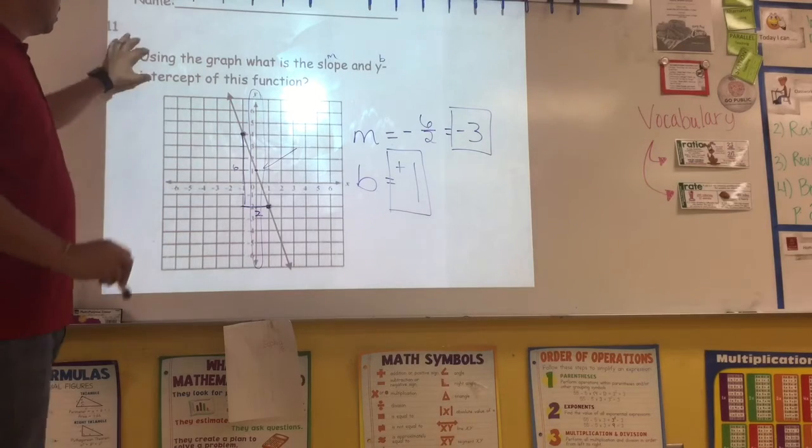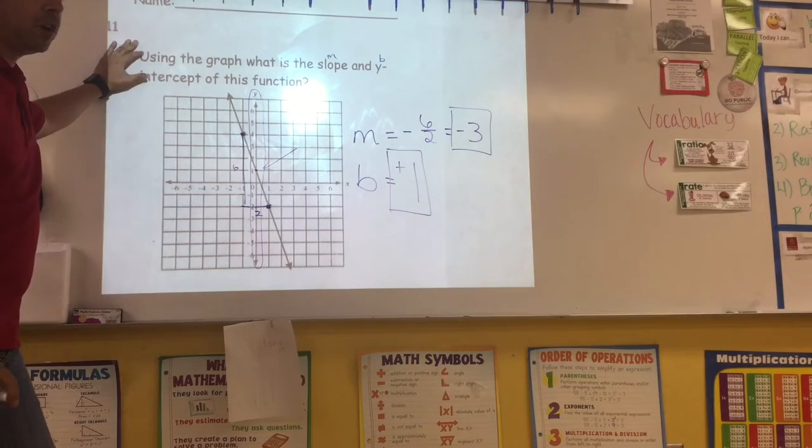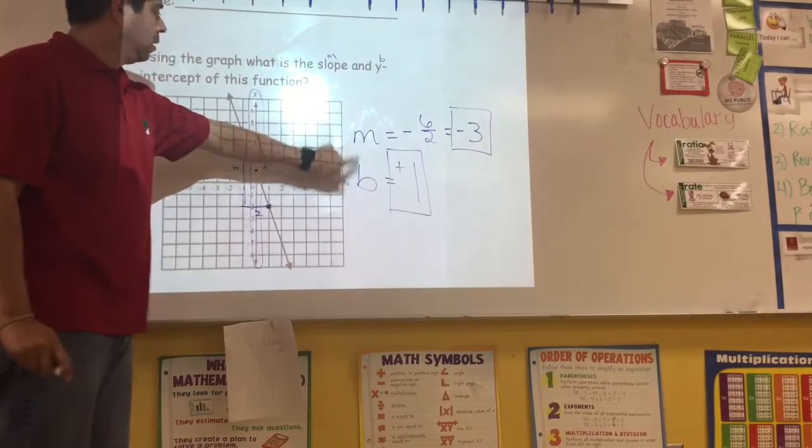That's all this question asks for. It doesn't ask to write in equation form, y equals form. You just have to look for those 2 things. Right in there.